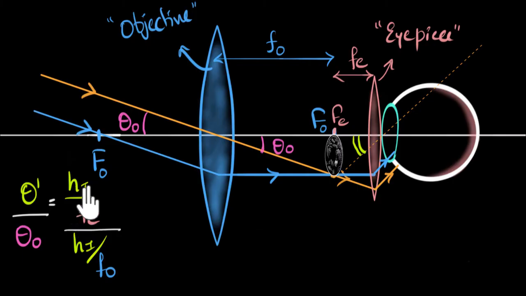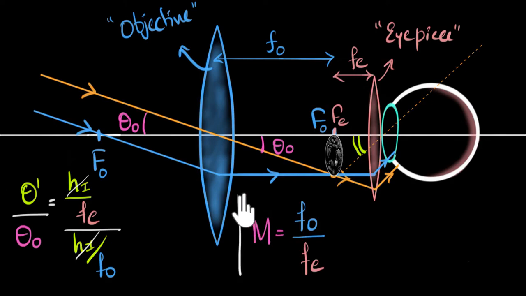And so if you simplify this, the height of the image cancels out. And as a result, we now get the magnification. We'll write that over here. The magnifying power of our telescope turns out to be the focal length f naught of the objective divided by the focal length of the eyepiece. So this means to get the maximum out of our telescope, we need to have a very high focal length objective and a very low focal length eyepiece.